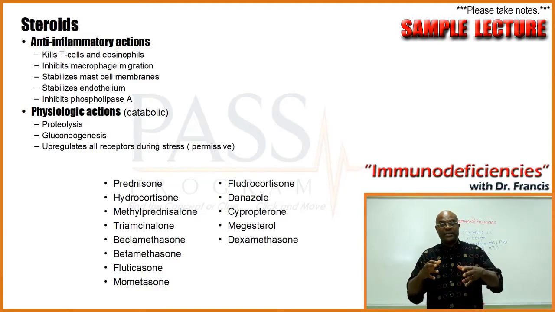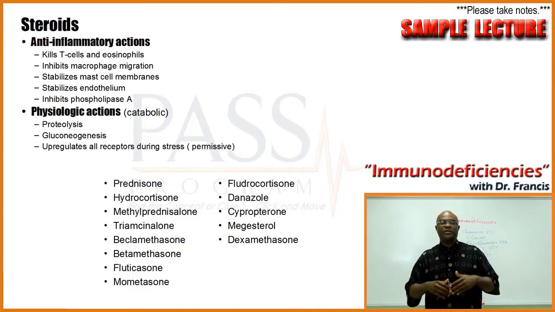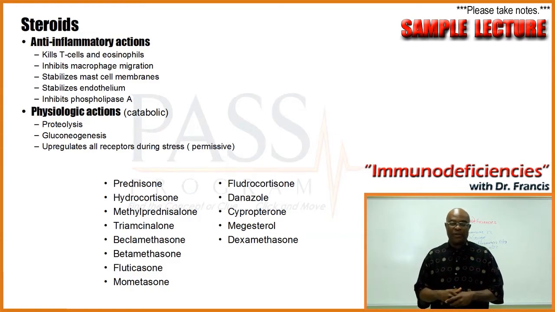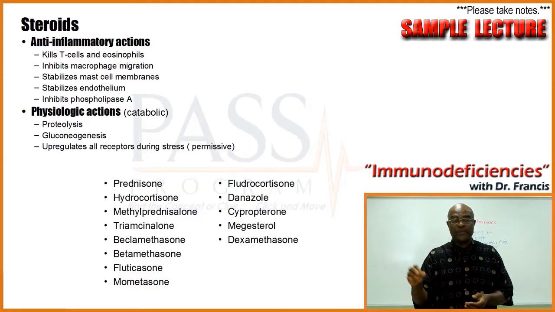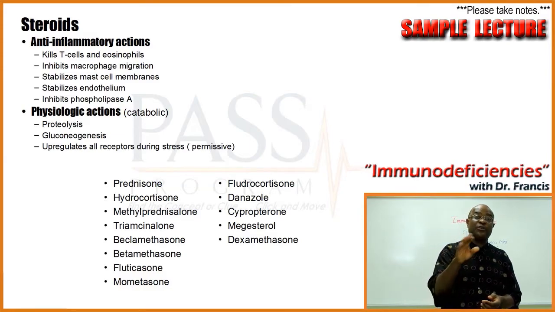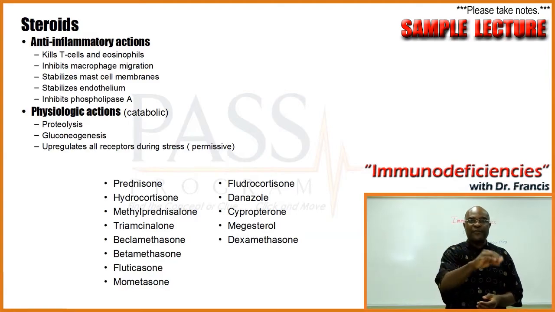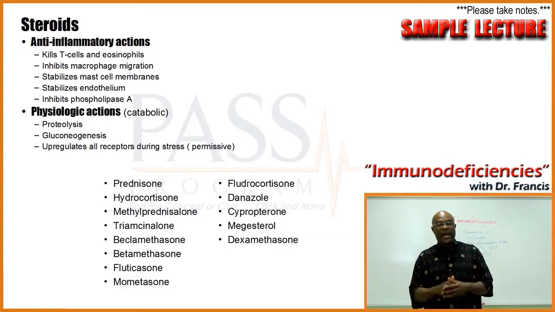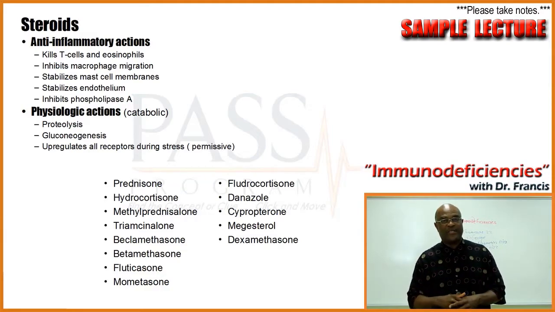So all steroids are a form of cortisol. That means the steroids are going to create more sugar for you. What they do primarily is break down proteins, so proteolysis, and then turn amino acids into glucose, so gluconeogenesis. So proteolysis for gluconeogenesis is the main action of steroids as far as their physiologic action.